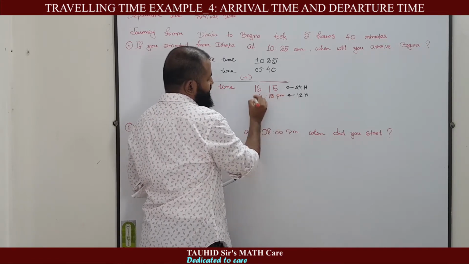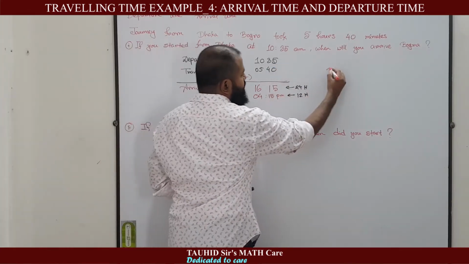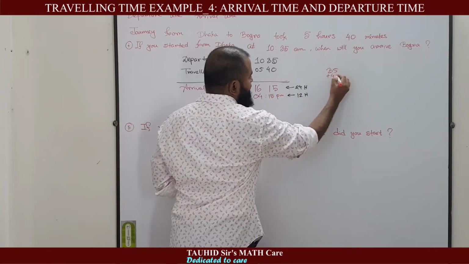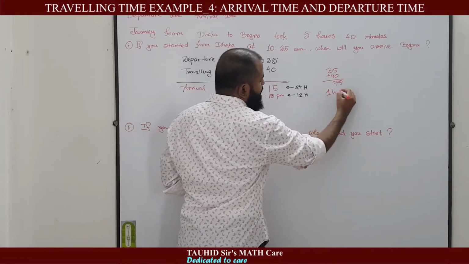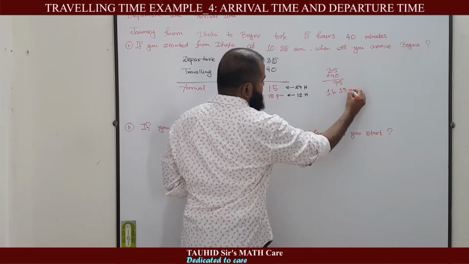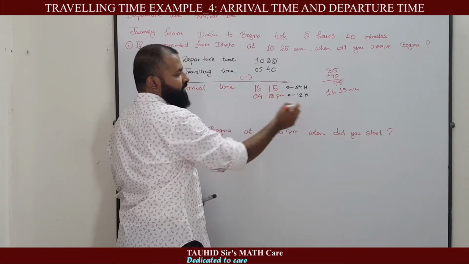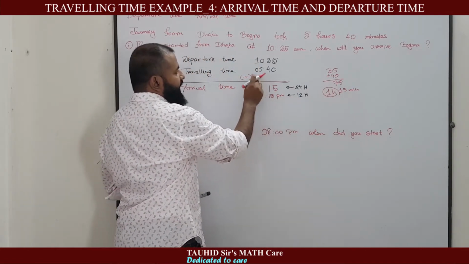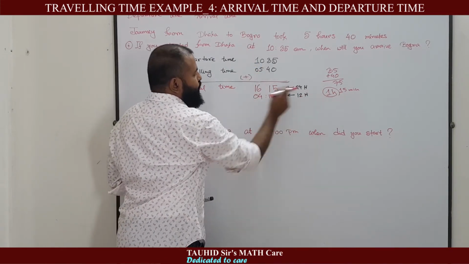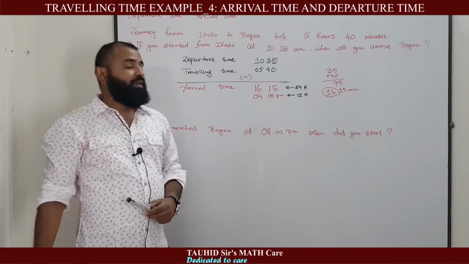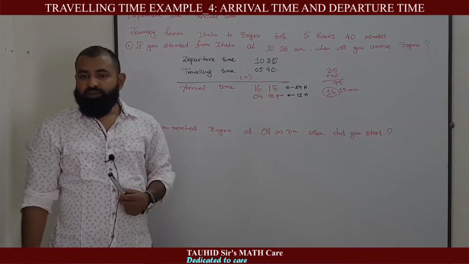4:15 pm. Again I am repeating the addition. 35 plus 40, it means 75. That means 1 hour and 15 minutes. So we will write the 15 minutes here, and the 1 hour we will add to this. 10 plus 5, 15, plus 1, 16. This is the case. This way we can calculate the arrival time.